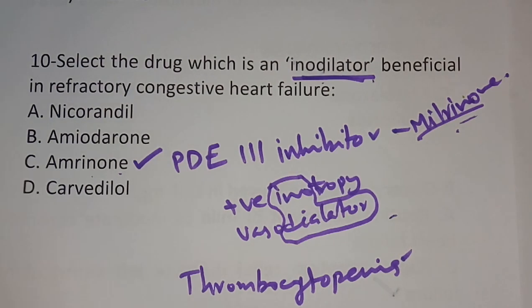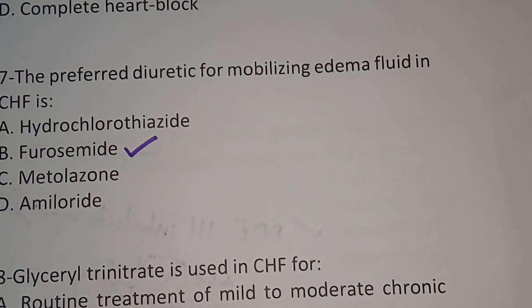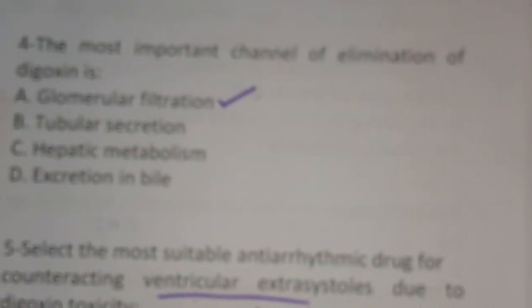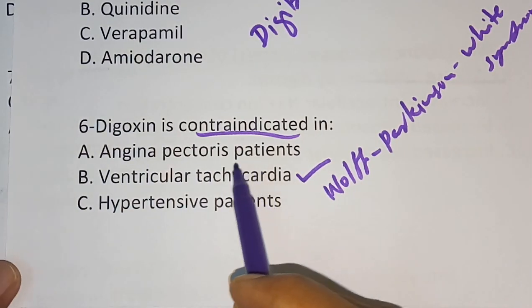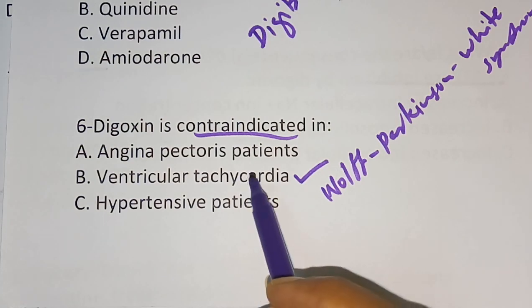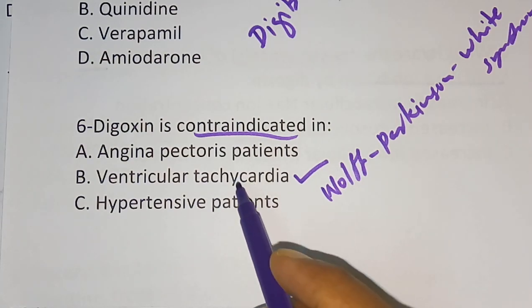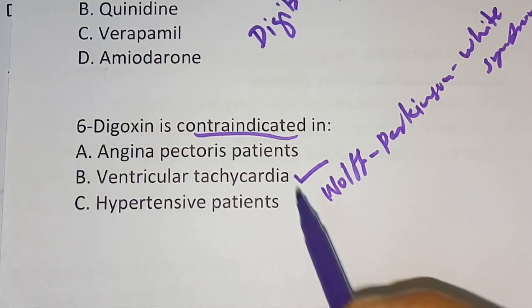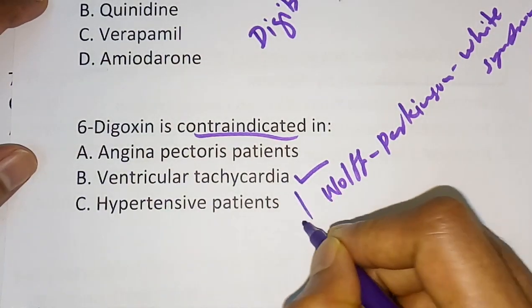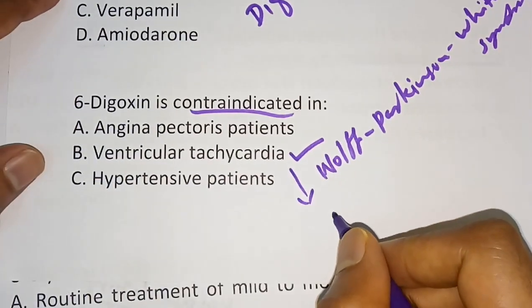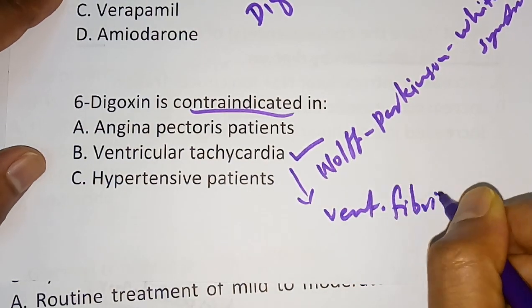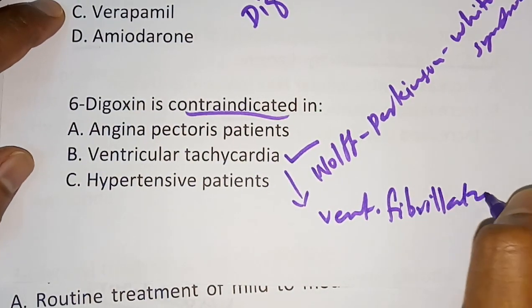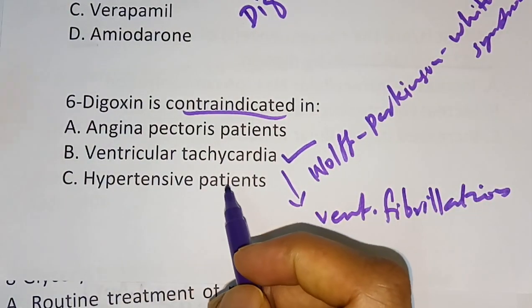And one more thing I will tell you, one we've already discussed: digoxin is contraindicated in ventricular tachycardia. The question number 6, digoxin is contraindicated in ventricular tachycardia. Why? Because it may precipitate ventricular fibrillation. That's why it is contraindicated in the case of ventricular tachycardia.